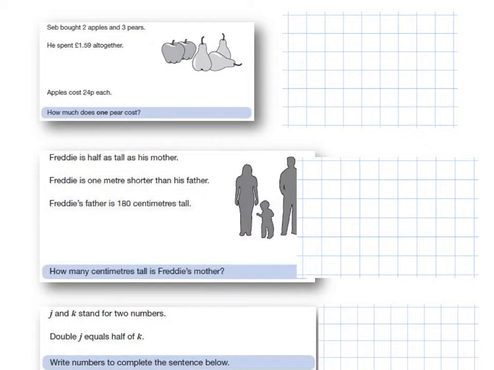Let's get started with Seb and his apples and his pears. So we bought 2 apples and 2 pears and spent £1.59 altogether. And we know how much apples cost, but we need to know how much 1 pear costs. So to help us do that, we're going to break it down.